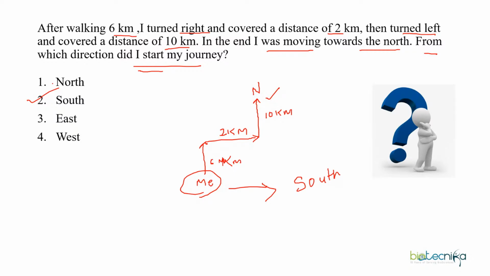So only one person was correct, that is Anupam. Shubhra, Romi, Sanchari, the answer was wrong. So the correct answer would be south. Just take the diagram and then relate it with the question. Okay, so let me solve this question one more time, so you'll be more clear.